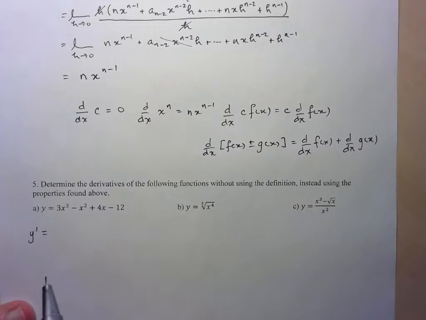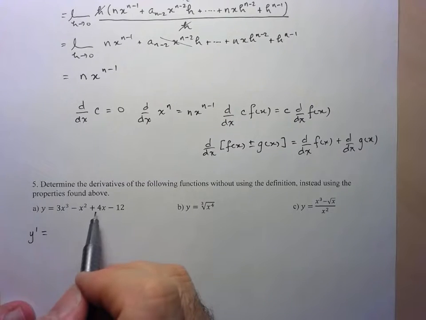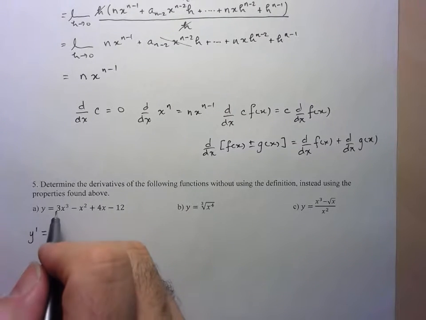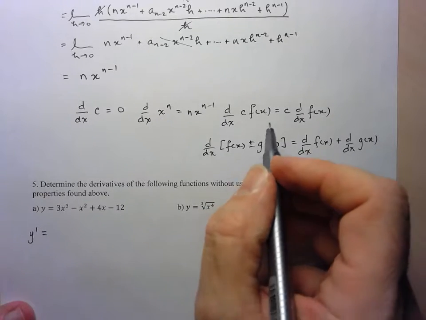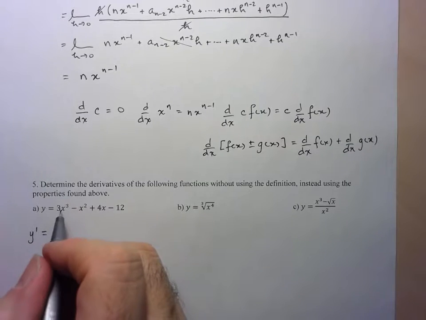Okay, I'll actually do it in 2 steps for this first one. So let's take a look here. I know that I can separate these out. I don't have to write that out. So if I want to take the derivative now of 3x cubed, 3 is just a constant. So this derivative is going to be 3 times the derivative of x cubed.